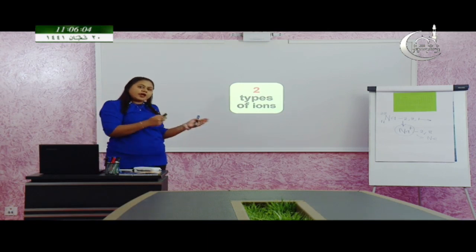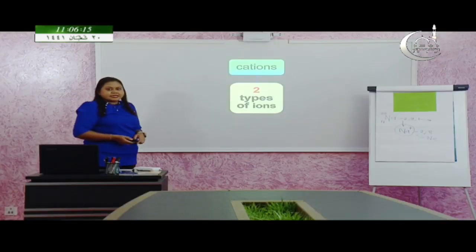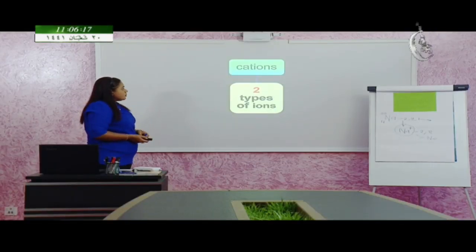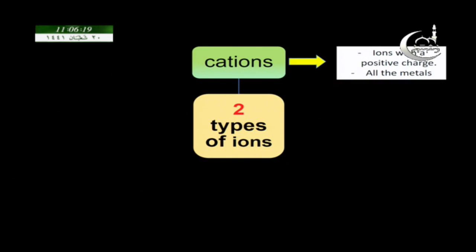Now, there are two types of ions. We know how ions are formed and we already know that metals will form positive ions. So let us look at the two types of ions that are formed. One is cations. Cations are ions with a positive charge. So Na plus is a cation because it has a positive charge, and as you all know, all the metals will lose electrons to form the positive charge.